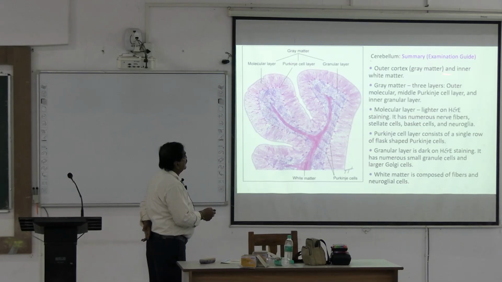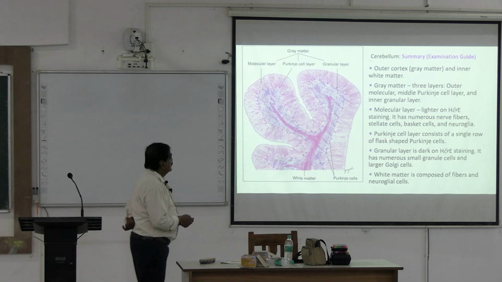Outer cortex, grey matter and inner white matter. Grey matter has 3 layers: outer molecular, middle Purkinje cell layer and inner granular layer. Molecular layer is lighter on HE stain. It has numerous nerve fibers, stellate cells, basket cells and neuroglial cells.